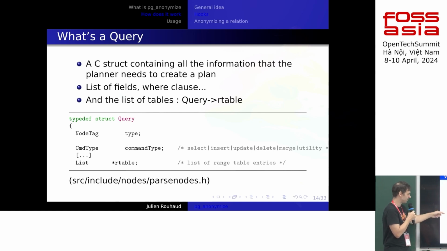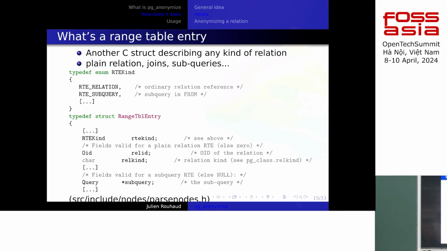You see here the query structure. You have a command type, for instance for a select, and you have rtable, which used to be a linked list in Postgres and is now an array. It is the list of range table entries, which are basically the tables. So let's look at the range table entry. It's yet another C struct.